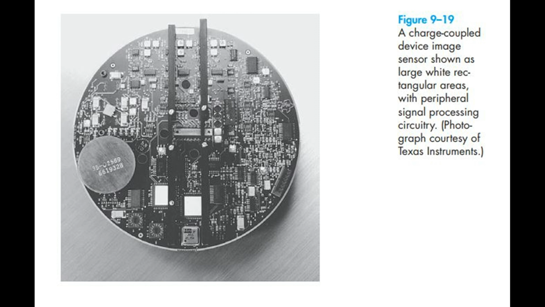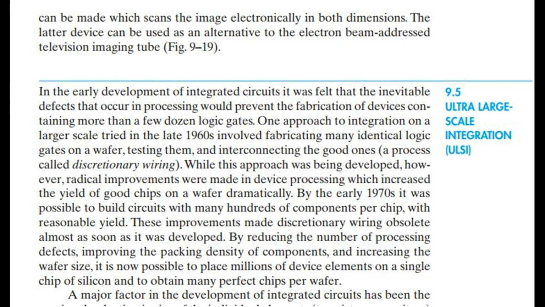the second dimension is obtained by moving the scanner relative to the image. Alternatively, an area image sensor can be made which scans the image electronically in both dimensions. The latter device can be used as an alternative to the electron beam addressed television imaging tube, Fig 9.19. Figure 9.19. A charge-coupled device image sensor shown as large white rectangular areas, with peripheral signal processing circuitry. Photograph courtesy of Texas Instruments.